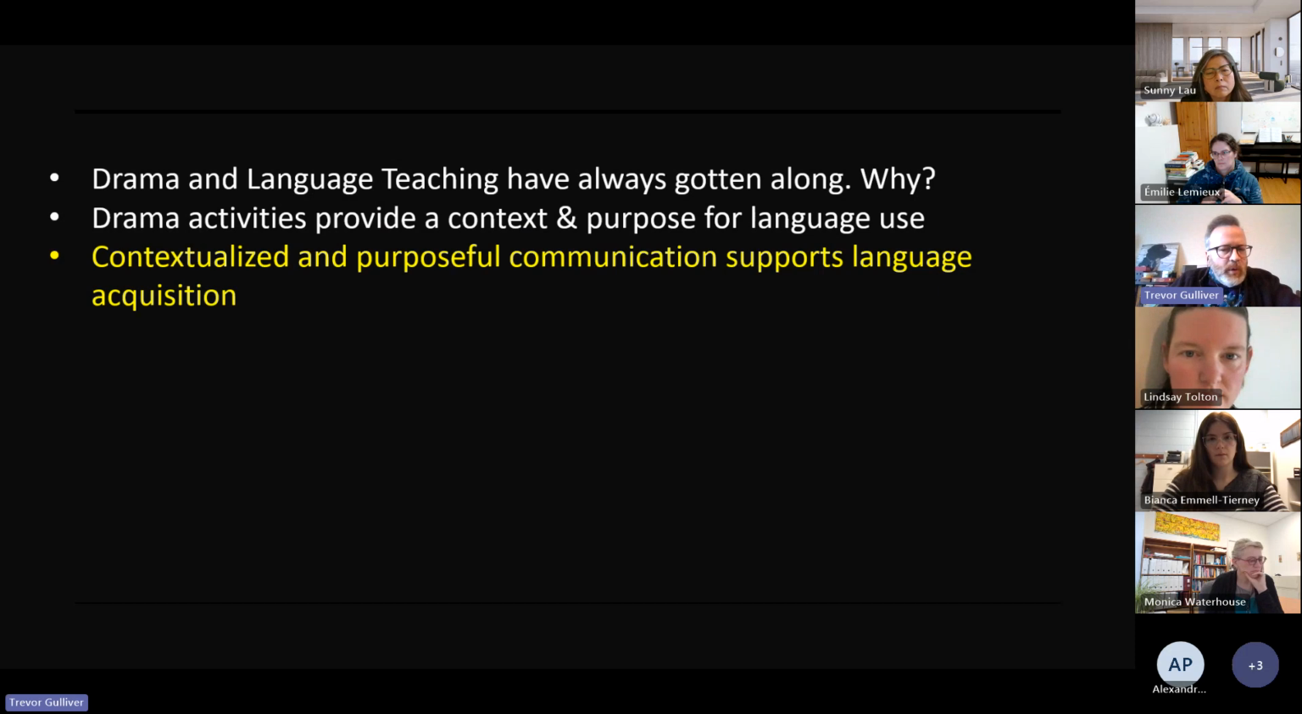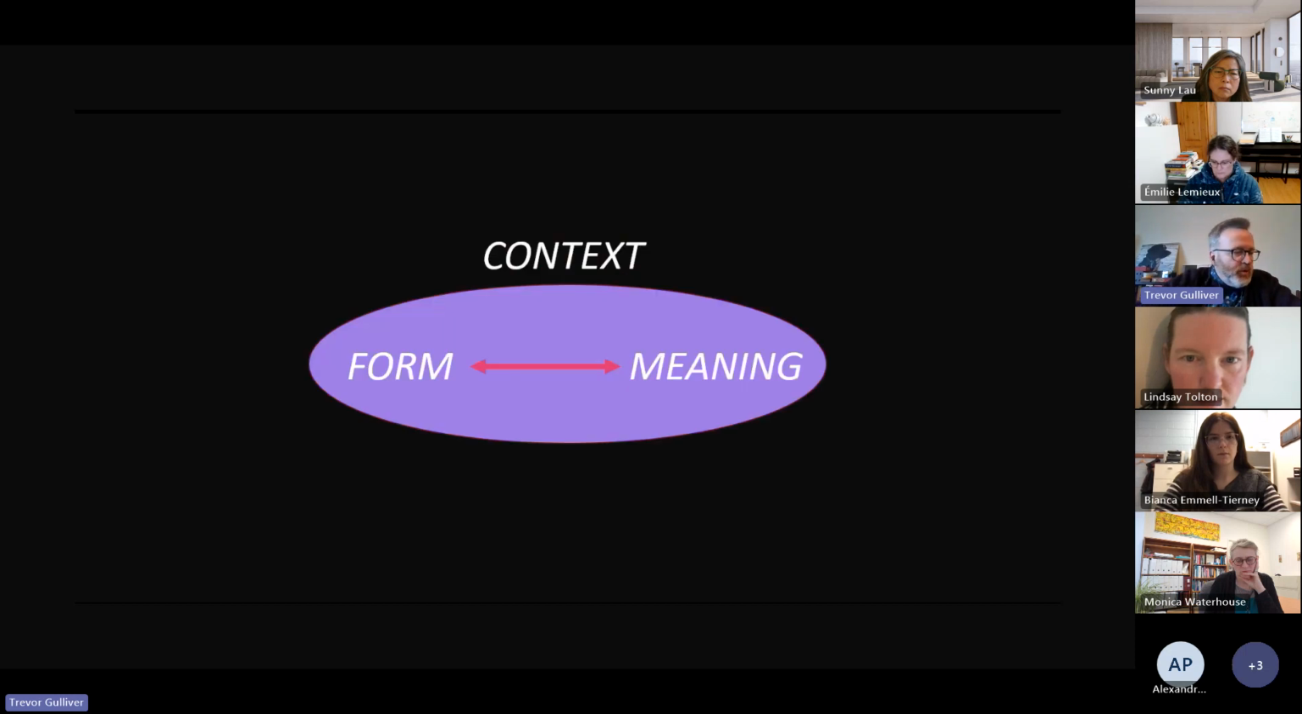So, contextualized and purposeful communication supports language acquisition. And again, I think most of us would agree with or understand where I'm coming from with everything I'm saying today.